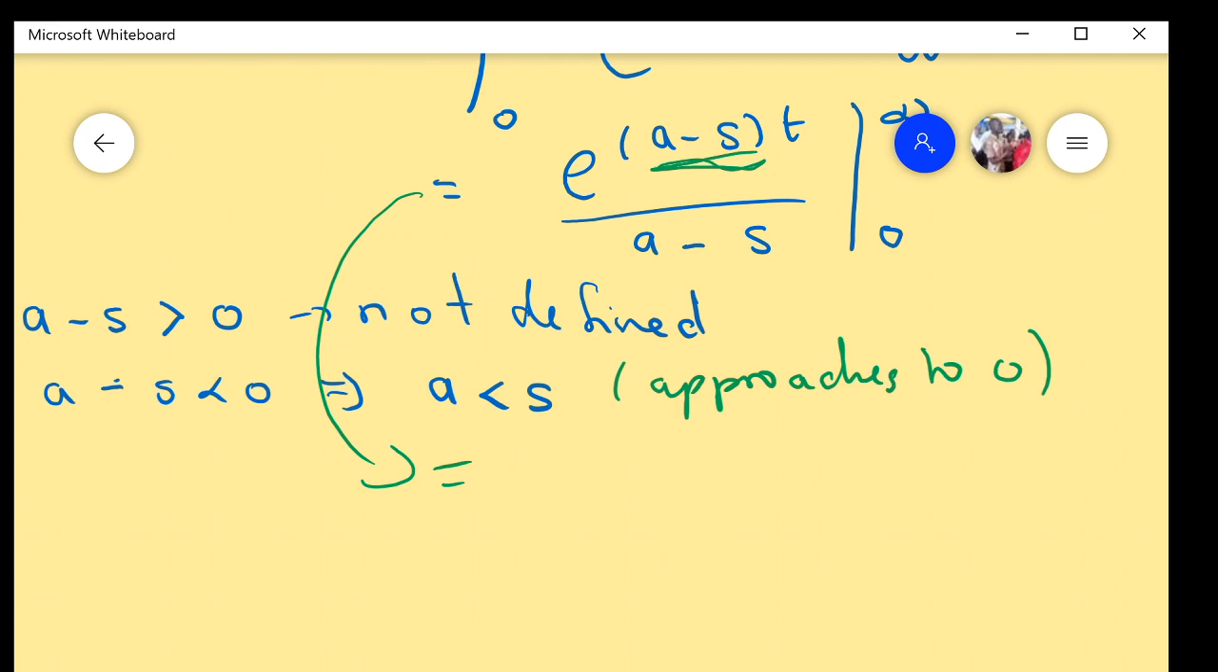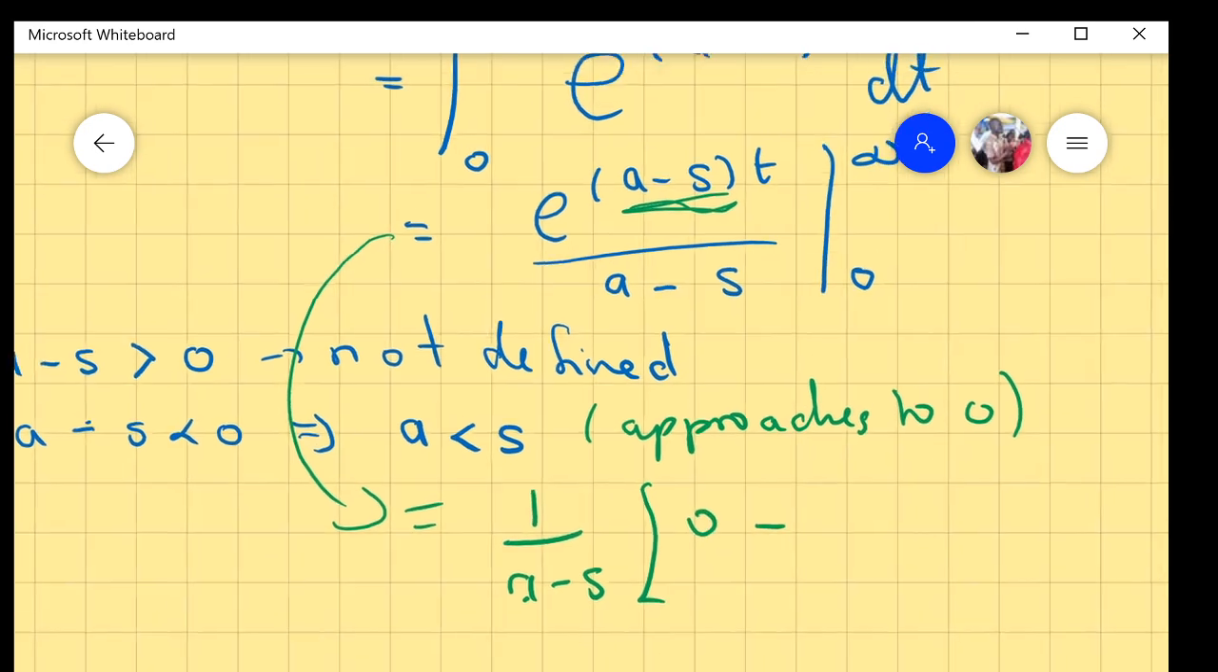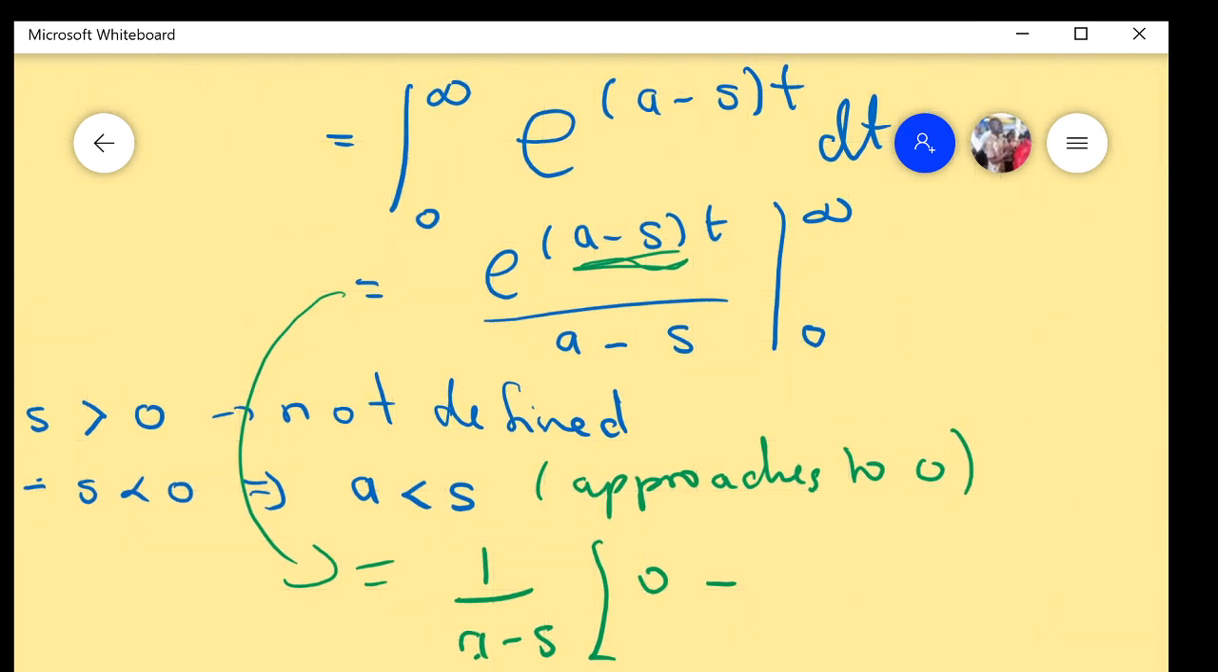it's going to give us 1 over a minus s. So since this will go to 0, I have 0 minus the 0 part. We know that any number raised to the power 0 is what? 1. So what do I have? I have minus 1 here. I hope we are getting that.